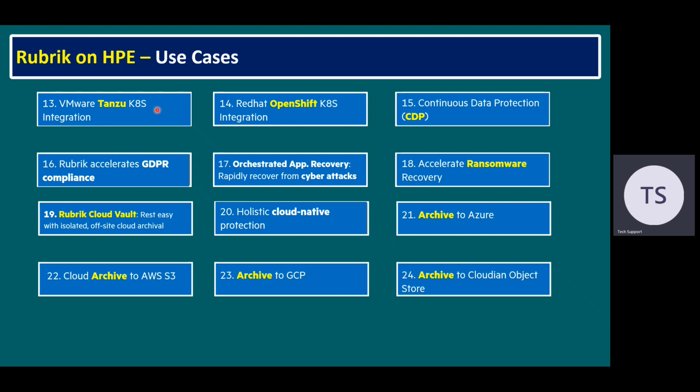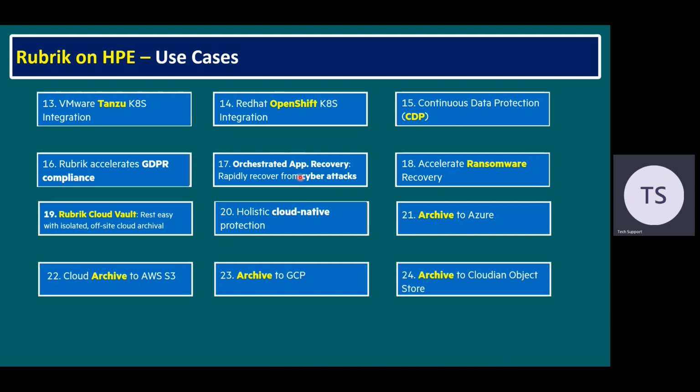Red Hat OpenShift integration is also supported. Even if your applications are running on the Red Hat OpenShift container platform, we can take the backup of those application workloads as well. Continuous data protection is available, and Rubrik also accelerates global data protection, recovery and compliance. All the security compliance is supported. And orchestrated app recovery is mainly used if you face a cyber attack; using orchestrated app recovery we can recover very fast.